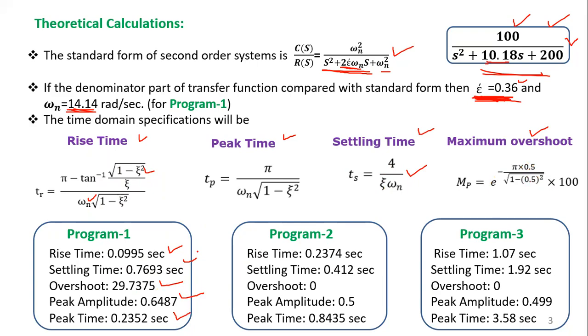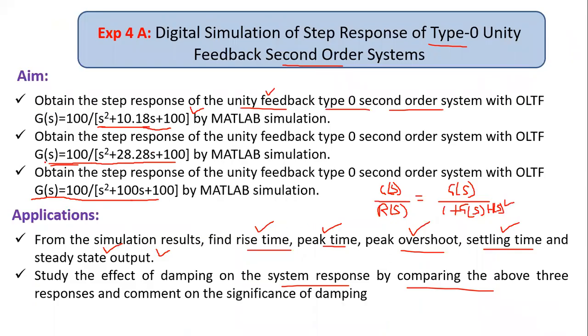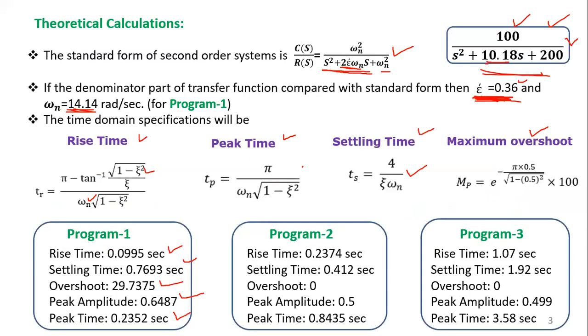In the same way, we need to check for the second case also. In the second case, the open loop transfer function is 100 by s square plus 28.28 s plus 100. Here feedback is 1. So once we know G of s and H of s, we need to identify the closed loop transfer function, that is G of s by 1 plus G of s into H of s. So here also we are getting 100 by s square plus 28.28 s plus 200. That is the closed loop transfer function. From that closed loop transfer function, we need to identify the zeta and omega n. Once we know the zeta and omega n, then we can calculate the transient response parameters: rise time, settling time, overshoot, peak amplitude, and peak time.